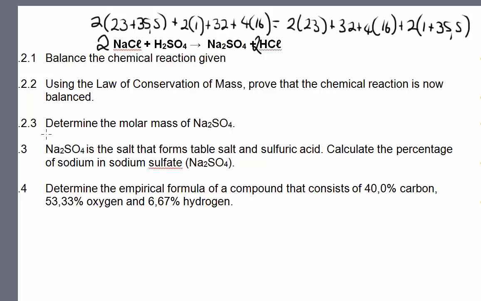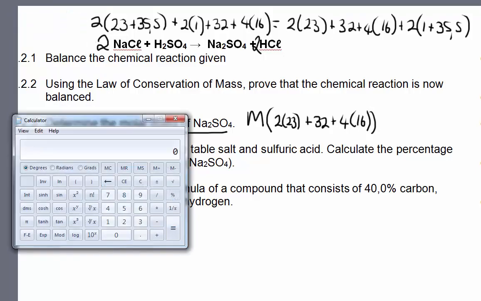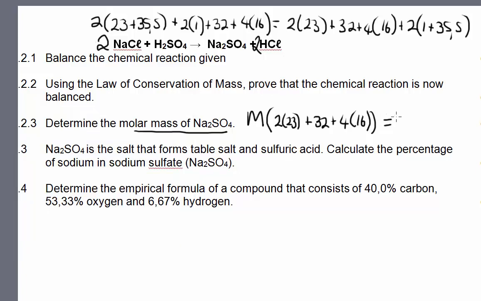If we go and look at our next question, determine the molar mass of Na2SO4. Molar mass, if we use our periodic table, sodium is going to be 2 times 23, plus sulfur is 32, plus 4 times 16. And if you go and use your calculator to do this, 2 times 23 is 46, plus 32, plus 4 times 16 is 64. It gives you 142 grams per mole.